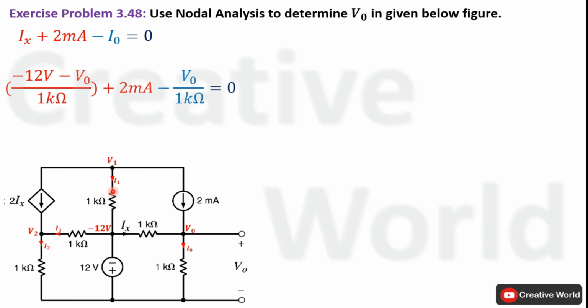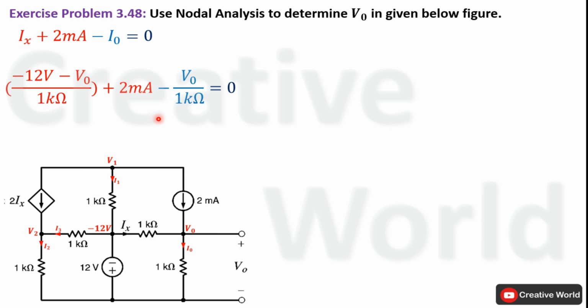In next step, we have to replace these two currents with their respective equations. Current Ix will be equal to the potential difference of these two node voltages divided by the value of resistance. Here the direction of current Ix is from this node to this node. It means this node potential is higher than this node potential. So their difference will be taken as minus 12 volt minus V0 divided by 1 kilo ohm. I0 will be equal to V0 divided by 1 kilo ohm.